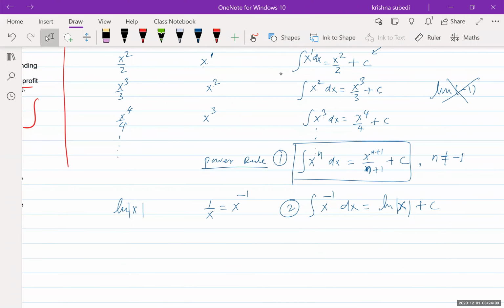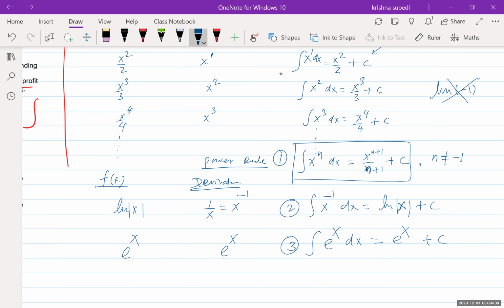Let us develop another few formulas. Suppose you are given a function e to the x. What is the derivative? It's the same, right? So remember, here we have a function, here I'm writing the derivative, and here I'm writing the antiderivative. So formula number 3. The antiderivative of e to the x must be the same, e to the x plus c.